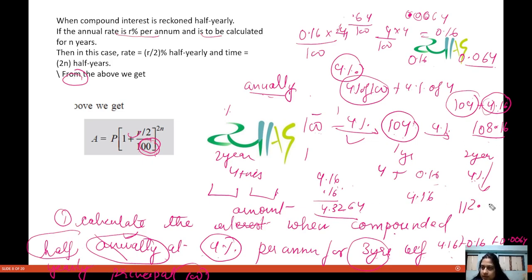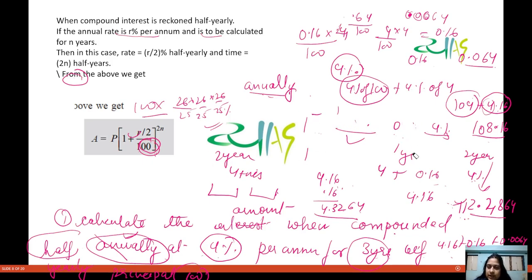112, and this will be 4864. So this is our new compound interest at 4%. And you obviously know this calculation is much easier than 26 into 26 into 26 divided by 25 into 25 into 25 into 100. Okay, so this calculation is much easier. Now you have seen this calculation.